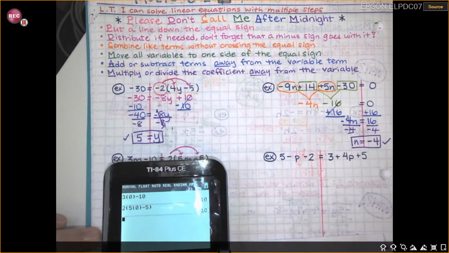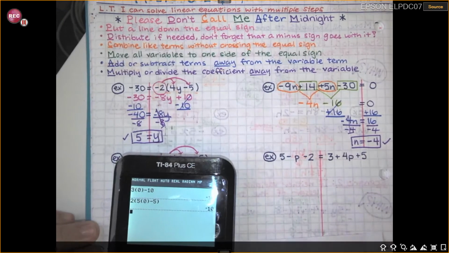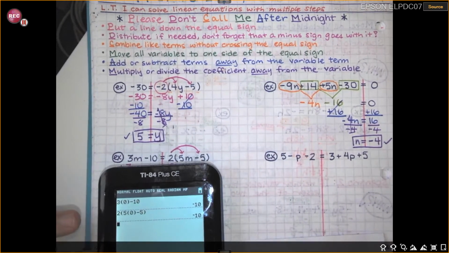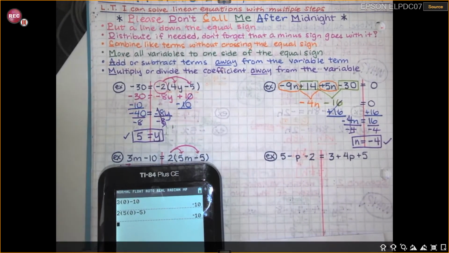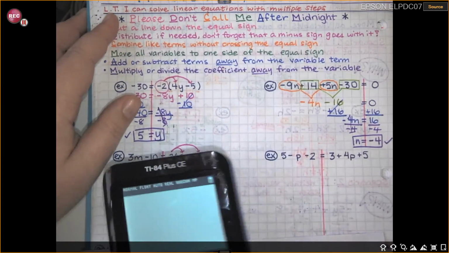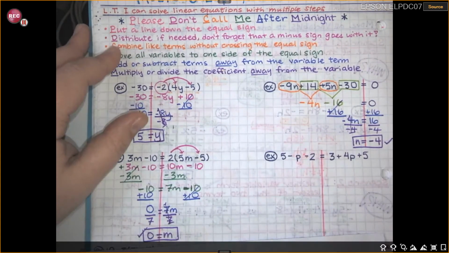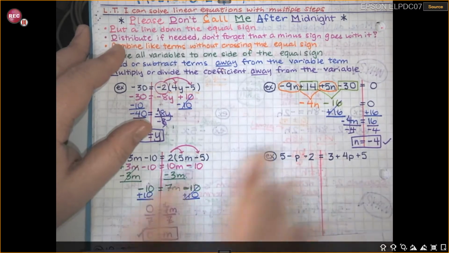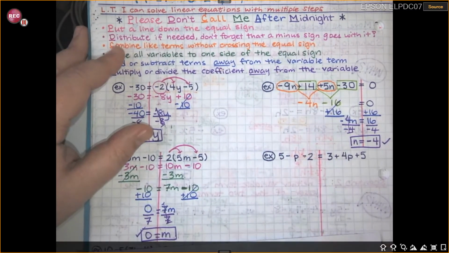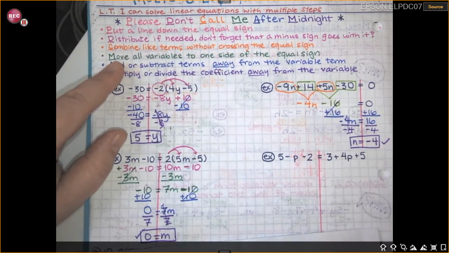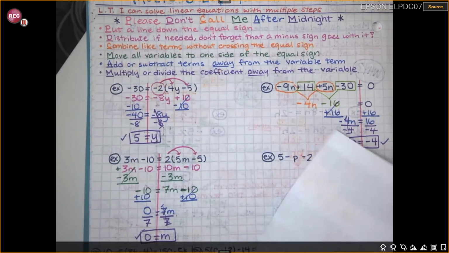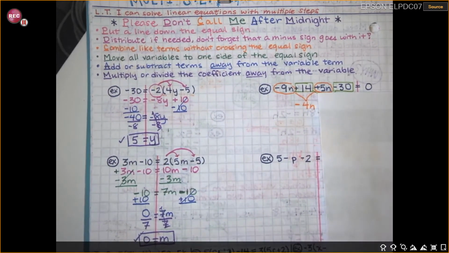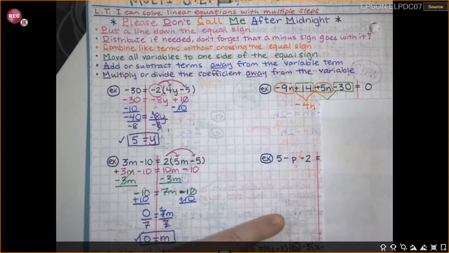Now again, this one has slightly more steps, but a little different. So first thing, put a line down the equal sign. Already did that. Then distribute if necessary. Well, there's nothing to distribute here, so I'm not allowed to do that. Then combine like terms without crossing the equal sign. So again, you ignore one side and just look at the other.